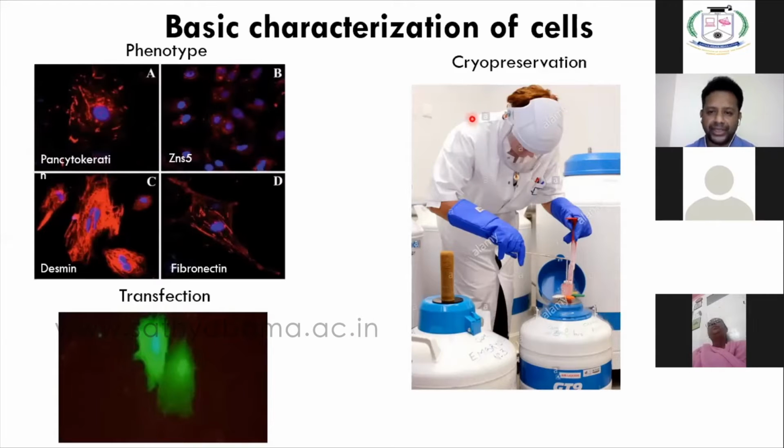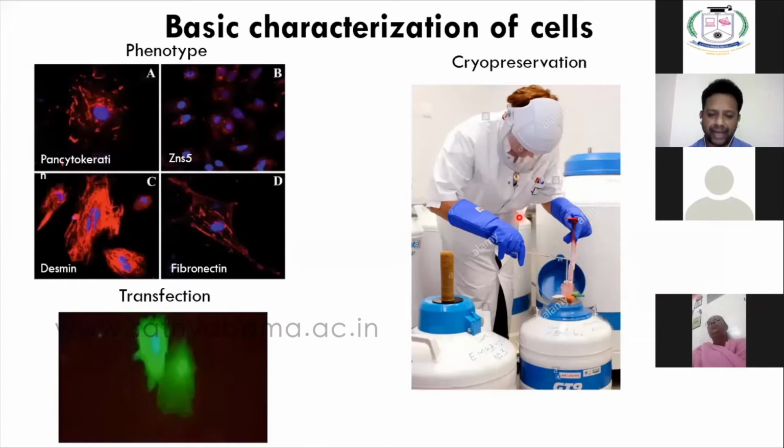Then the cryopreservation. This is nothing but freezing the cells at minus 196 degrees centigrade. For example, if you're going on vacation, you cannot keep on growing your cells in culture. So you can put them in minus 196, and whenever you're coming back, you can retrieve these cells. So you have to study the retrieval percentage. If the line is established, you can retrieve more than 90% of the cells back.